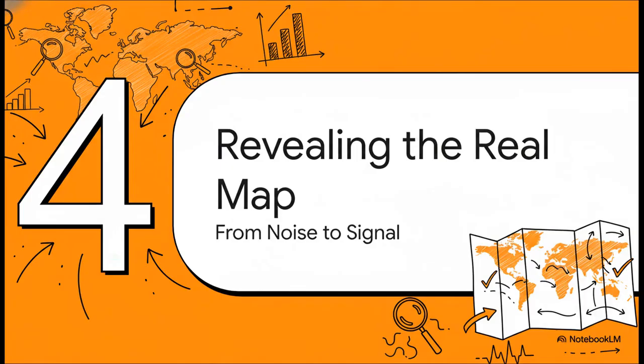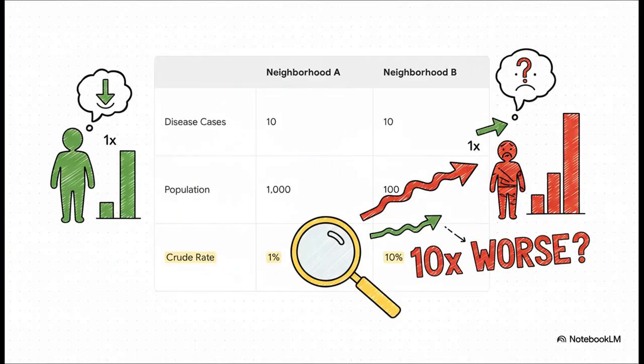All right, now for the big payoff. Let's see what happens when we actually apply all of this to a map and reveal what's really going on. Okay, look at this simple table. We've got two neighborhoods, A and B. Both have 10 cases of a disease. But neighborhood A has 1,000 people, while neighborhood B only has 100. So if you just calculate the crude rate, whoa, neighborhood B looks like it has a problem that is 10 times worse than neighborhood A.